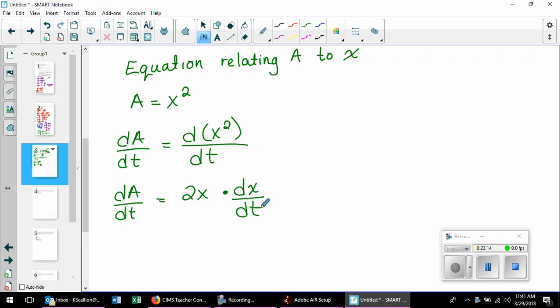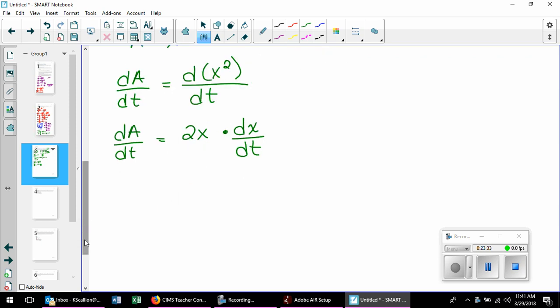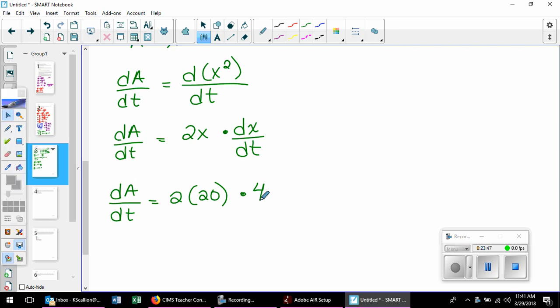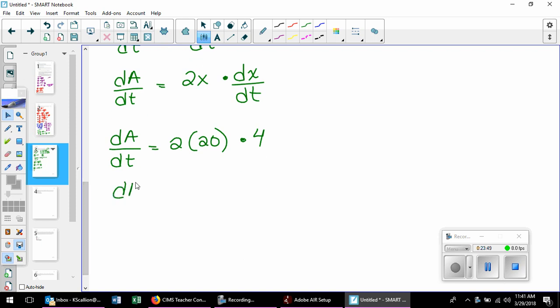But there's also another piece of information in the question. So I have a variable here, a variable here, and a variable here that I actually know. So I still have 2 unknowns, but I actually don't because I know what that is. It tells me in the question. What's that one? 20. So dA over dt is equal to 2 times 20, because that's when we want to know when it's going to happen, times 4, which is my rate. So if I'm multiplying all that together, 160.